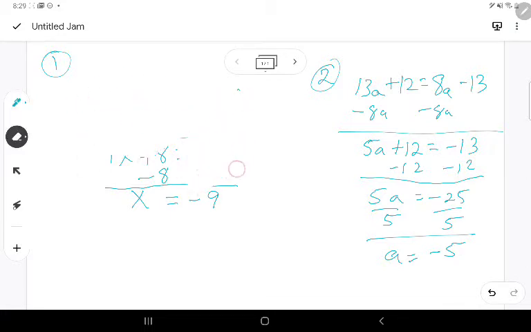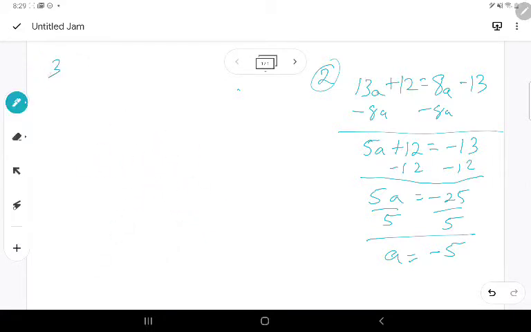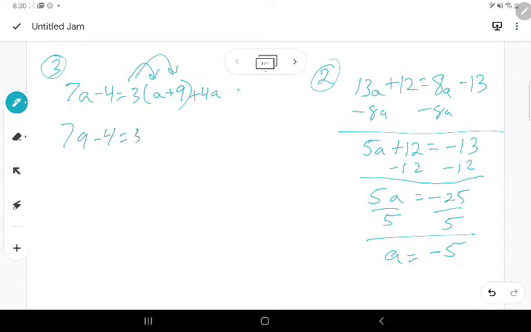All right, let's get rid of this. And let's go to number 3. So number 3 says 7a minus 4 equals 3 times a plus 9 plus 4a. Okay, so the first thing we have to do is distribute. So we have 7a minus 4 equals 3a plus 27 plus 4a.